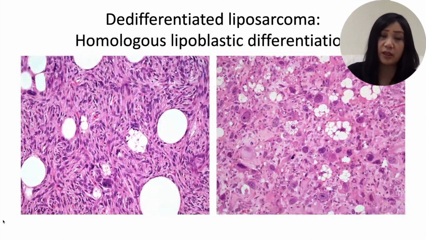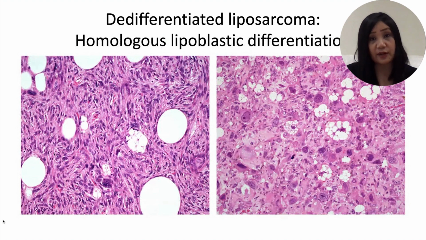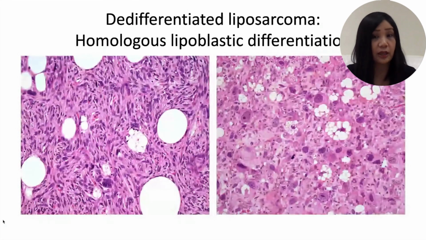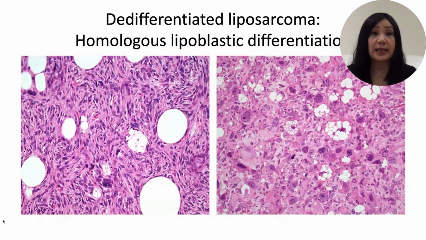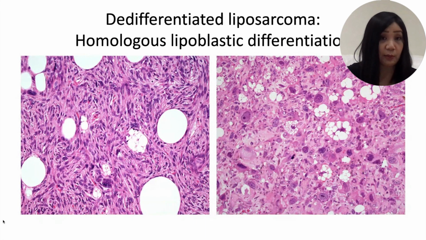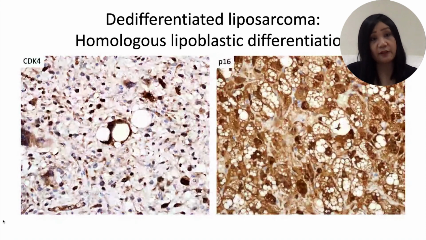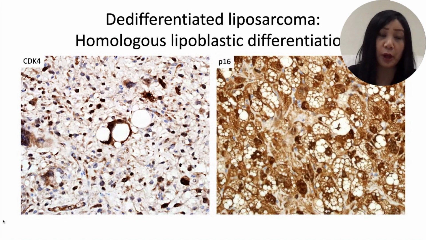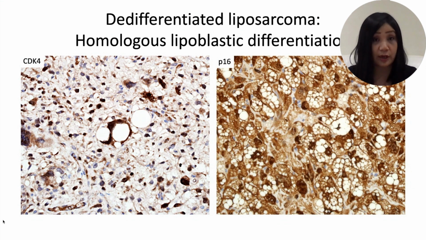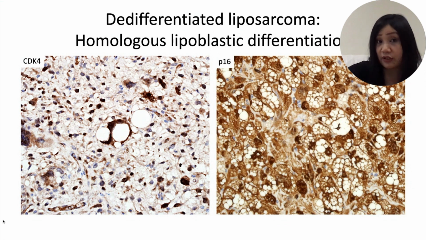Homologous lipoblastic differentiation is also another rare finding in dedifferentiated liposarcoma. We described that dedifferentiated liposarcoma is typically a non-lipogenic tumor, but rarely it can show variable adipocytic, i.e. lipoblastic differentiation scattered throughout the neoplasm, sometimes very prominent, and can look like pleomorphic liposarcoma. In contrast to pleomorphic liposarcoma, dedifferentiated liposarcoma with homologous lipoblastic differentiation shows diffuse and strong CDK4, MDM2, and P16 immunohistochemistry. It's important to be able to distinguish the two because prognostically they are different.